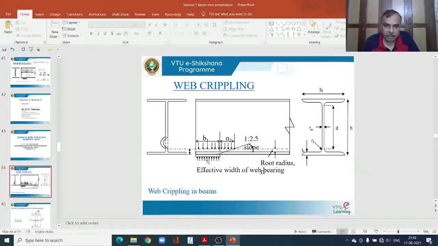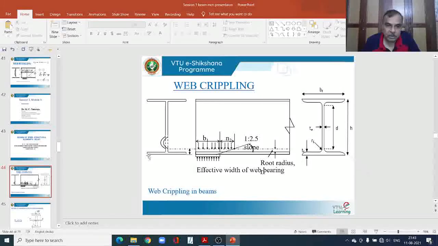Now when you apply a reaction here, because of the load coming on the beam, there is a reaction, and from the edge of the bearing plate we have to take a dispersion angle having a slope of 1:2.5. But if you see the previous class on column buckling, we took the dispersion angle at a 1:1 proportion, meaning the angle is 45 degrees, and we determined the distribution of the stress exactly at the center where the column buckling is maximum. But in this case, the buckling happens at the junction mainly because of the concentration of the stress. Enormous stress gets concentrated here.